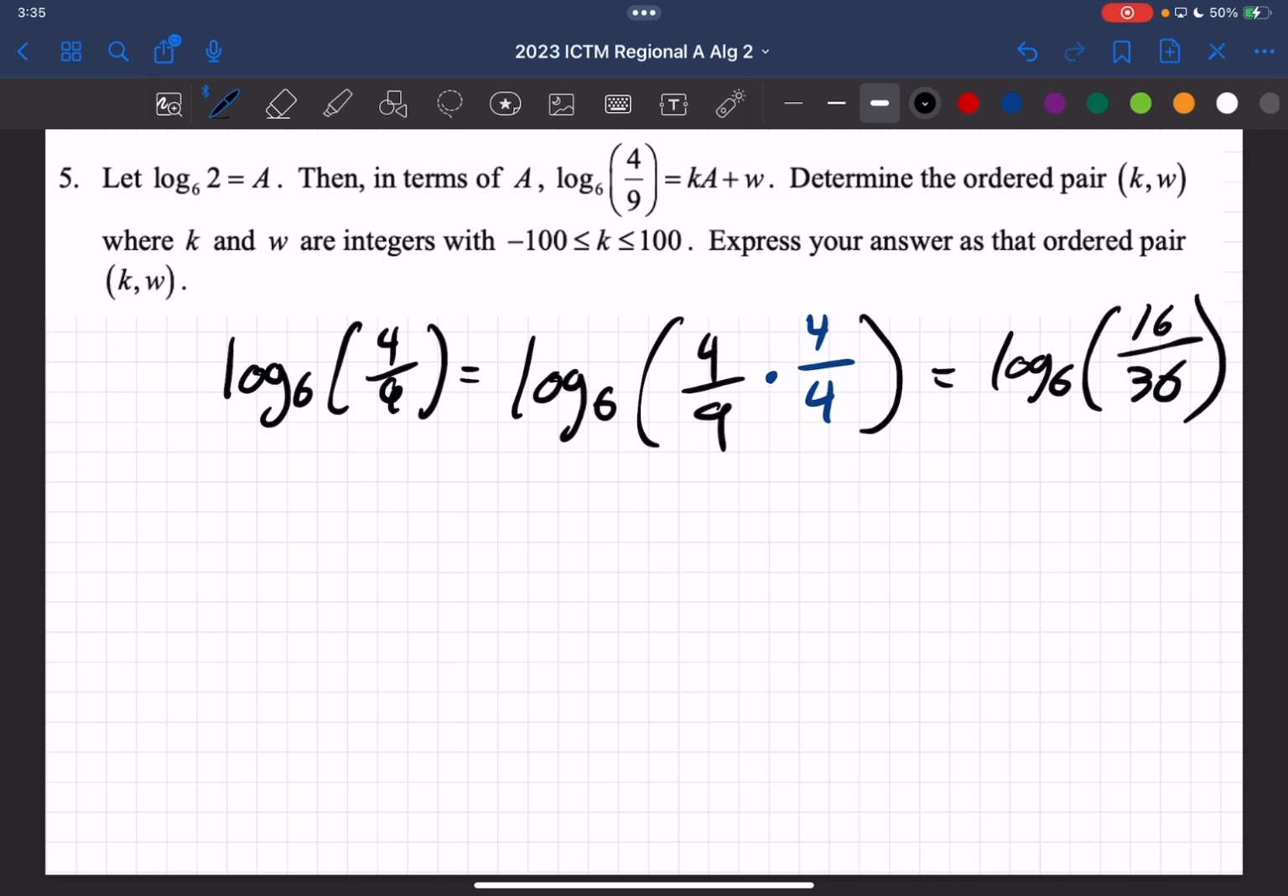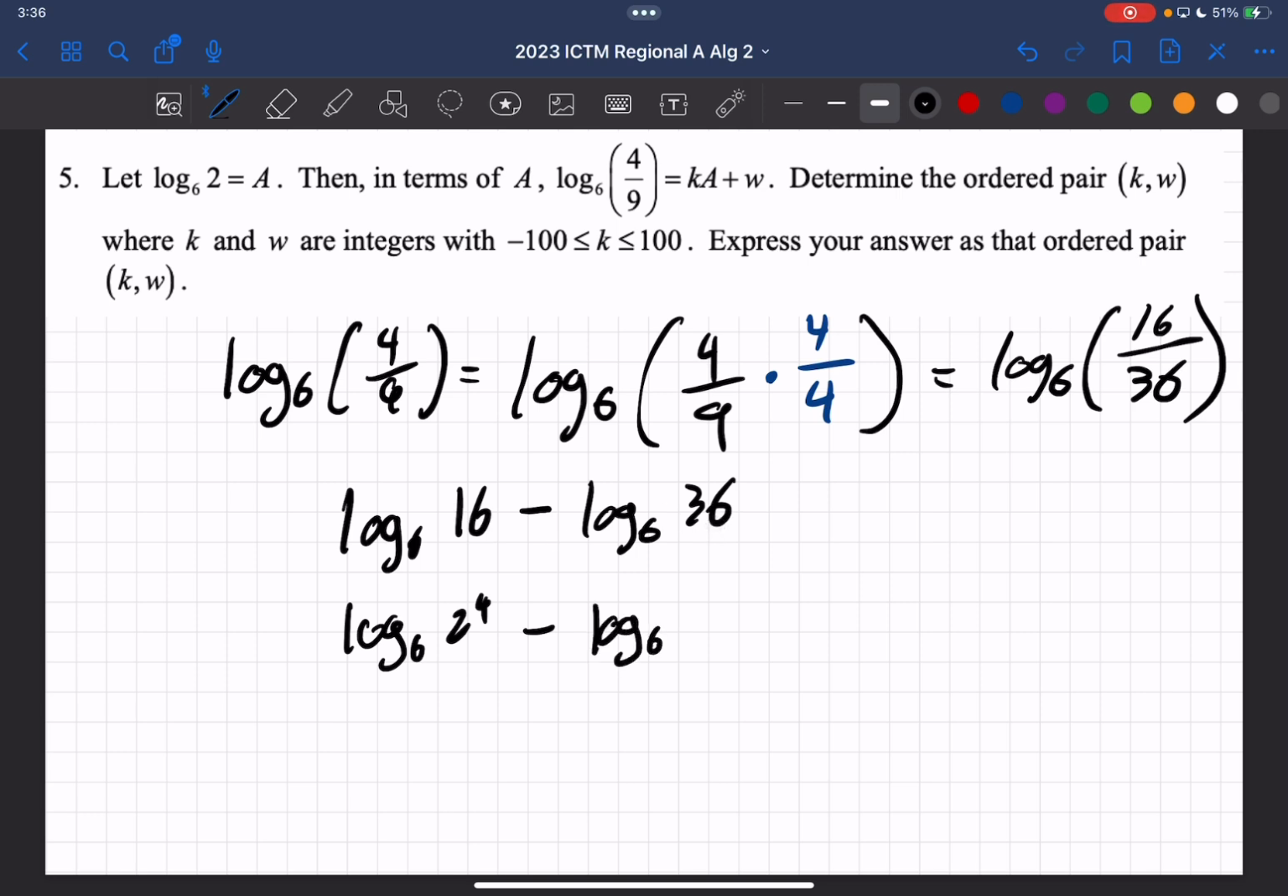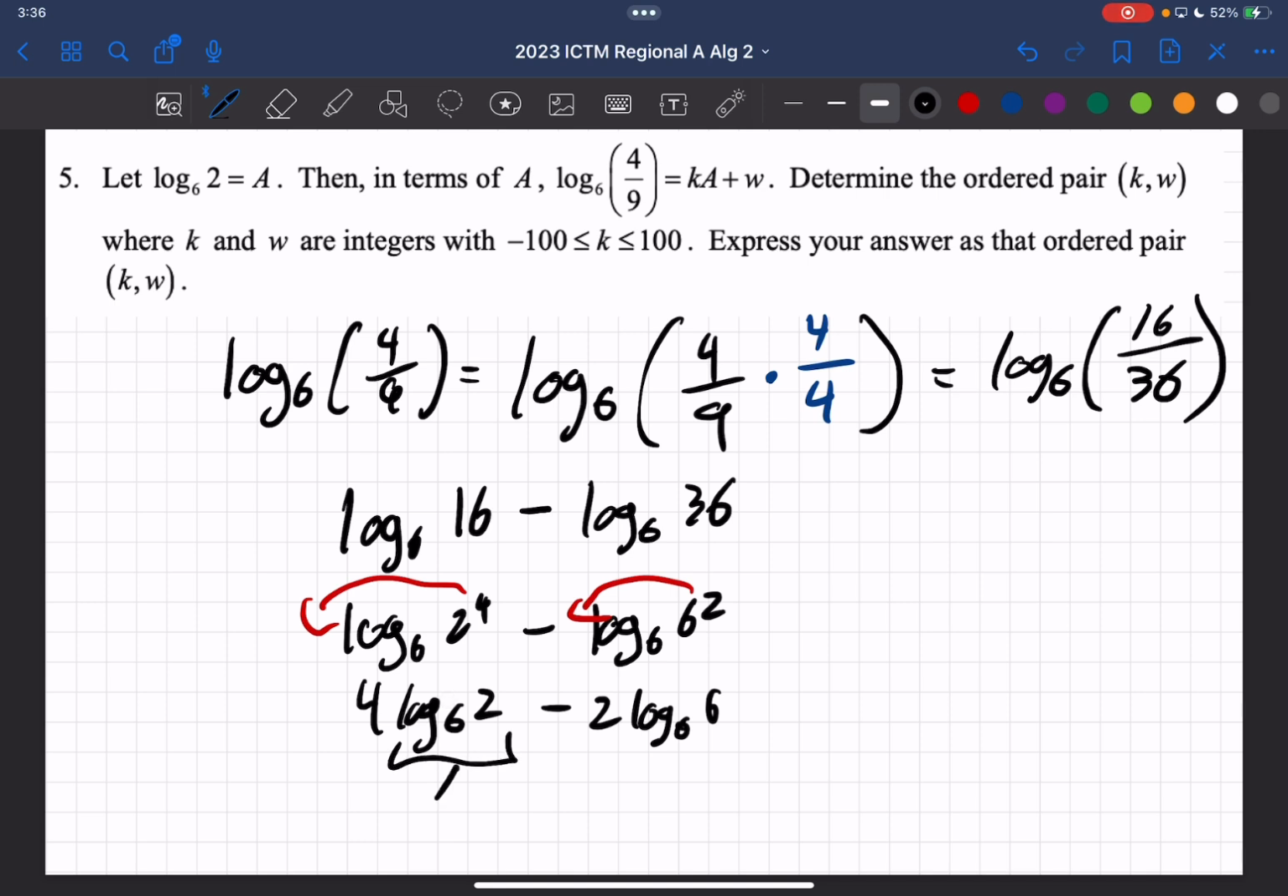Now, you may be asking, how does that change things? Well, if I follow the same steps, log base 6 of 16 minus log base 6 of 36, I can write 16 as 2 to the 4th, and I can write 36 as 6 squared. And now I can bring those powers out in front using that property of logs. 4 log base 6 of 2 minus 2 log base 6 of 6. Now this right here, log base 6 of 2, this is a. And this right here, log base 6 of 6, is 1. So we have 4a minus 2.